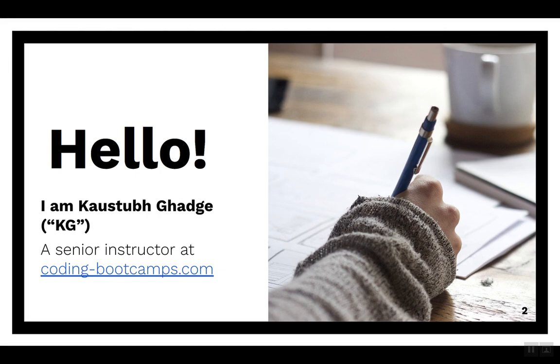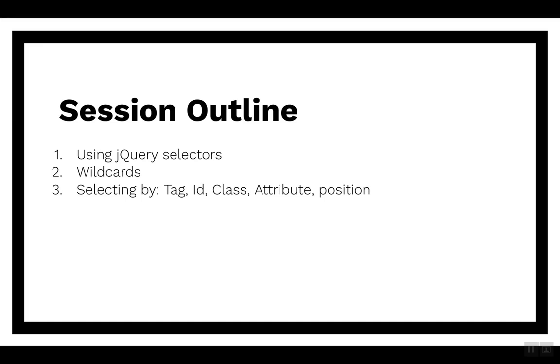I'll be covering session 4 of this Intermediate JavaScript course today. Before we begin, let's look at the session outline. In this session, we'll be discussing using jQuery selectors. We already covered some of them in the previous session. However, we'll dive a bit deeper into them. We'll also cover wildcards. We'll also be selecting by tag, ID, class, attribute, and position. Again, we already covered one of these in the previous session. However, we'll look at the other ways we can select the elements on the page.